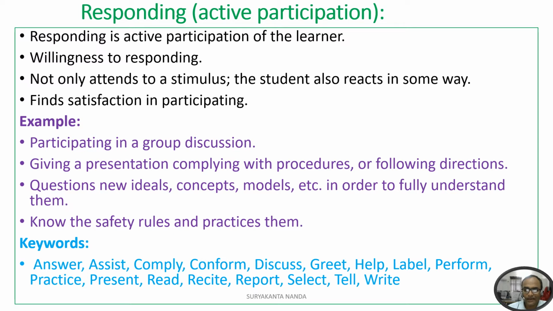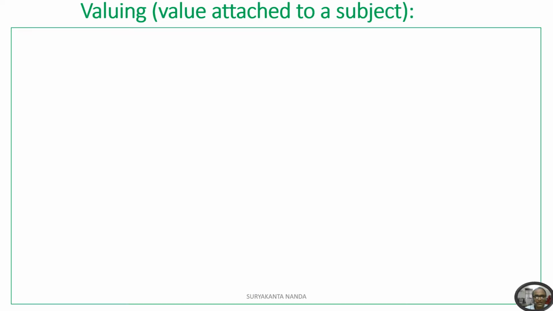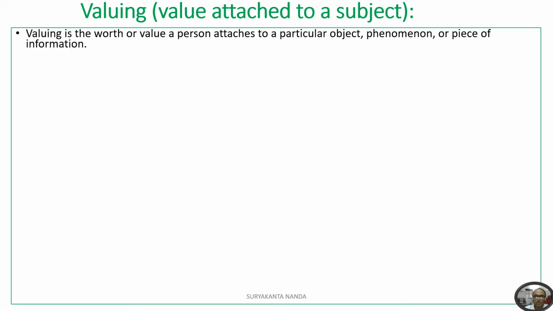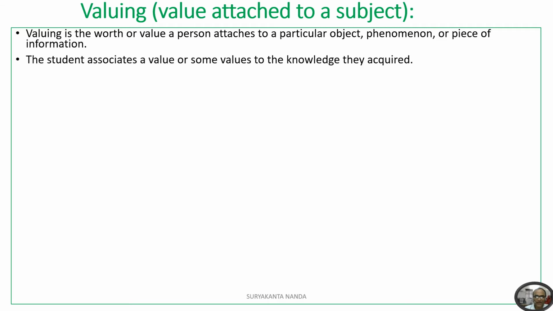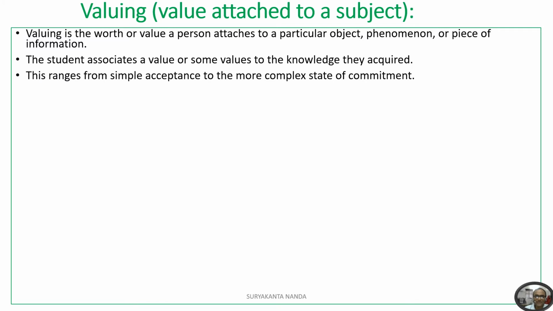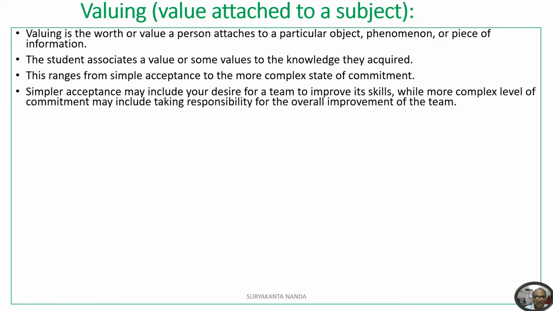The keywords to be used are answer, assist, comply, conform, discuss, greet, help, label, perform, practice, present, read, recite, report, select, tell, write, etc. The next subdomain is valuing, which means value attached to a subject. Valuing is the worth or value a person attaches to a particular object, phenomenon, or piece of information. The student associates a value or some values to the knowledge they acquired. This ranges from simple acceptance to the more complex state of commitment. Simple acceptance may include your desire for a team to improve its skills, while a more complex level of commitment may include taking responsibility for the overall improvement of the team.